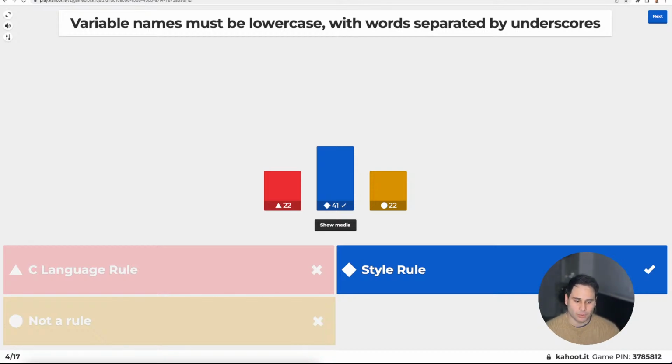If this were a rule, it would be a style rule, is the reason why the correct answer is style rule. You could have an uppercase variable name, but we reserve those for constants in C usually, but it is possible. So that's the reason why it's a style rule and not a C language rule.